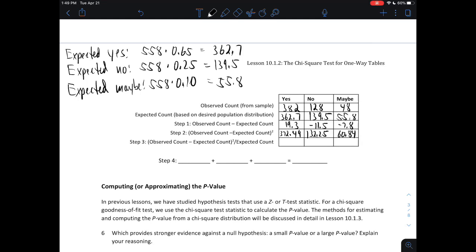So now to get step 3, we take where we just left off, the row that we have for step 2, and we have to divide by the values that were our expected counts. So for the yeses, I'll write this off to the side so you can see. I have to take for step 3, 372.49, and I have to divide by the expected count, which was 362.7. And remember from the previous page, they said when we do this, we need to then round to 3 decimal places. So that gives us 1.027.